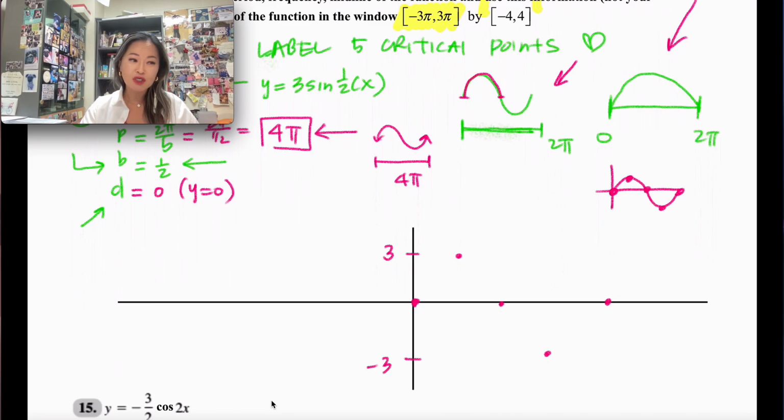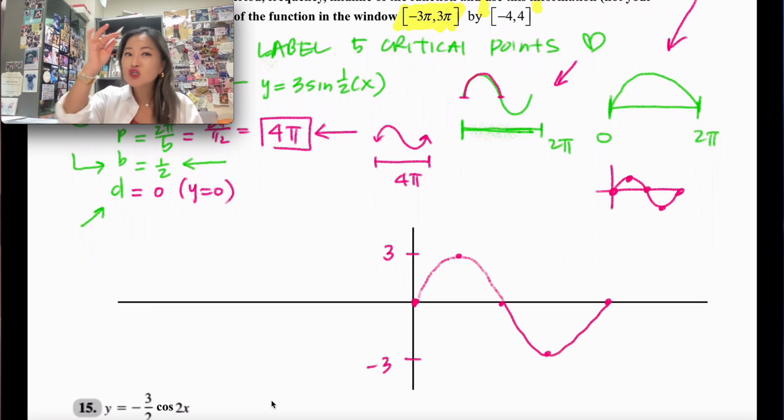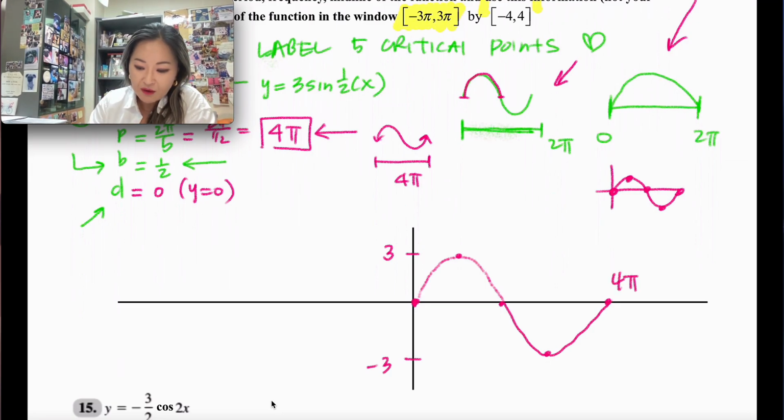And let's actually sketch it, but be smooth. Be smooth. Okay? Not so rigid. And that's going to say what? One cycle ends at 4 pi because our period is 4 pi. Of course, later I'm going to show you how to graph differently. But for now, do you understand what just happened? And then label the rest.